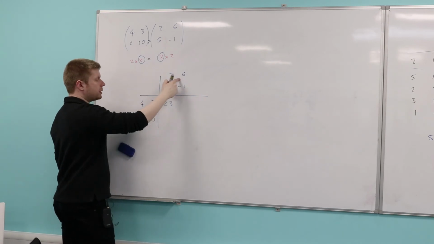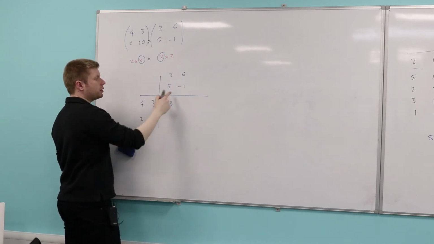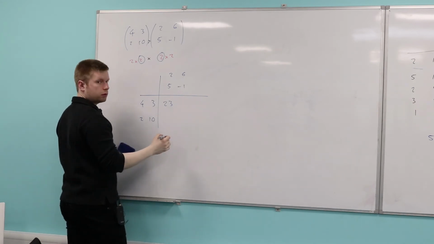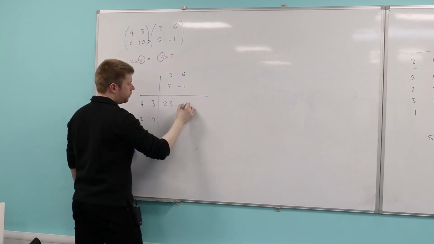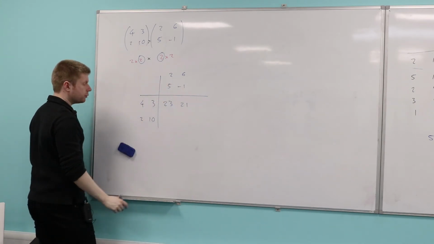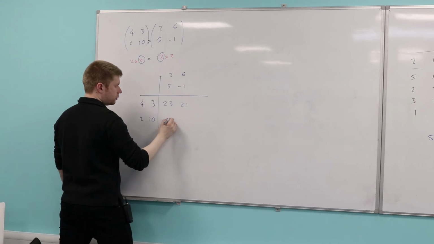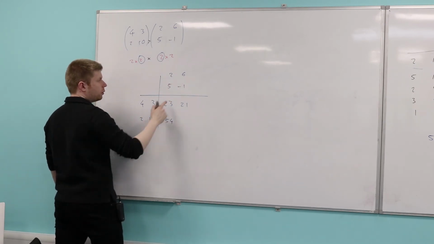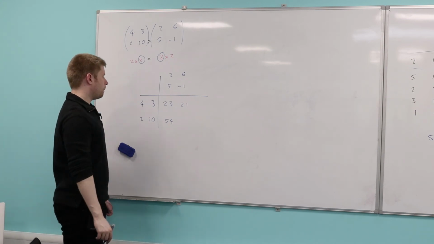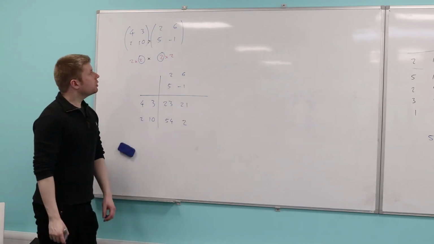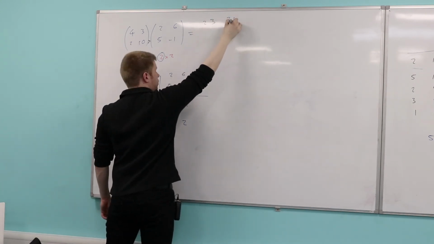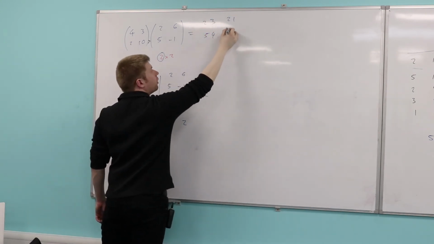Okay. 4 times 6 plus 3 times negative 1. 24, negative 3, so 21. Perfect. 2 times 2 plus 10 times 5. 4 plus 50, 54. And then 2 times 6 plus 10 times negative 1. 12, negative 10, 2. Okay, so the resulting matrix should be exactly the same as that. 23, 21, 54, and 2.